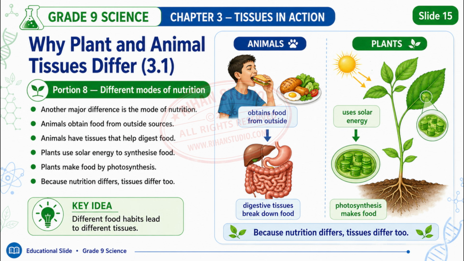Different modes of nutrition. Another major difference is the mode of nutrition. Animals have tissues that help them digest food obtained from other sources. Plants have tissues that help them use solar energy to synthesize food through photosynthesis.